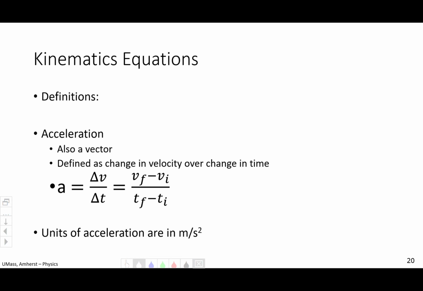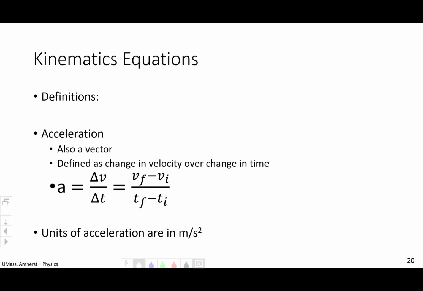Acceleration is a vector, and its definition is a change in velocity over a change in time. So it's a change in velocity per unit time. I just used the acceleration formula, but here it is again: a equals delta v over delta t, which is the same thing as saying vf minus vi over tf minus ti. And again, as previously, the ti, the initial time, is almost always going to be 0.